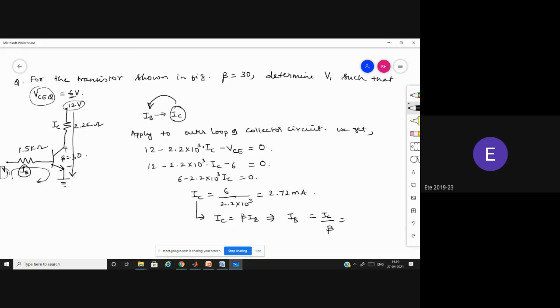So substitute IC and we know beta. 90.9, yeah, good. 90.9 microamps. That is the base current we are having. So once we know IB, now we can apply the KVL to this.